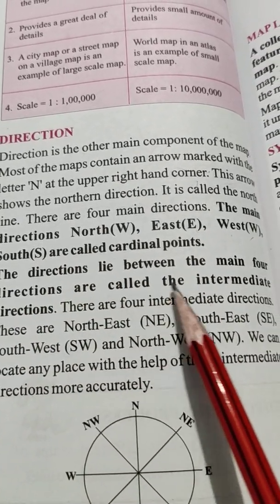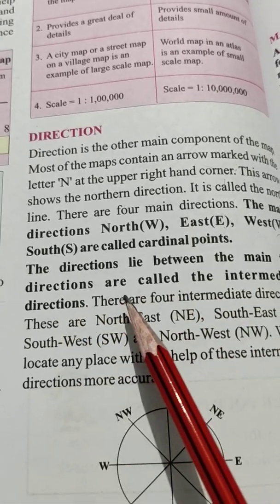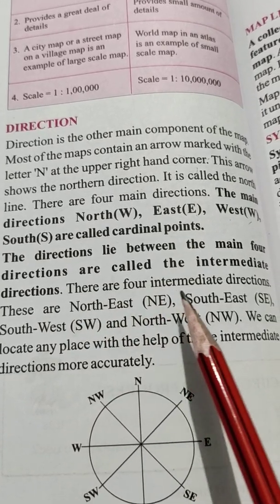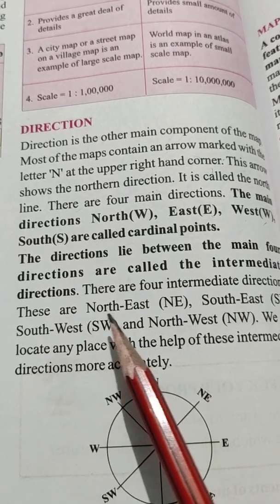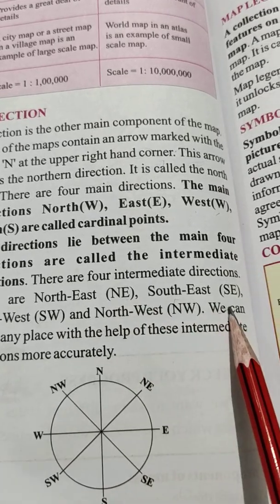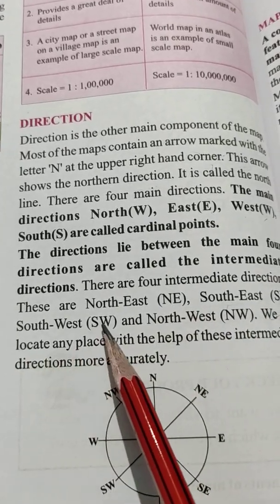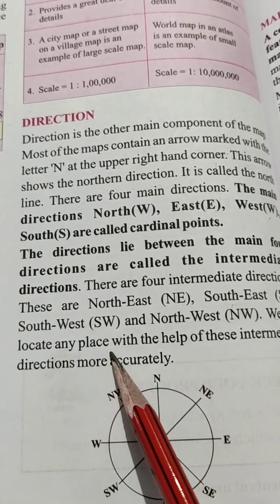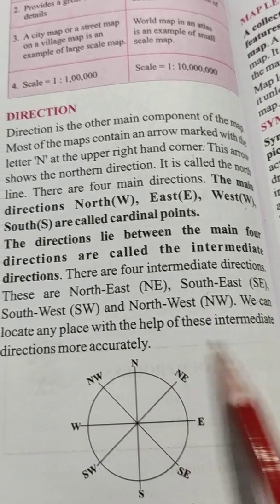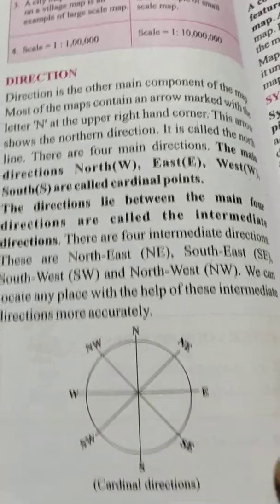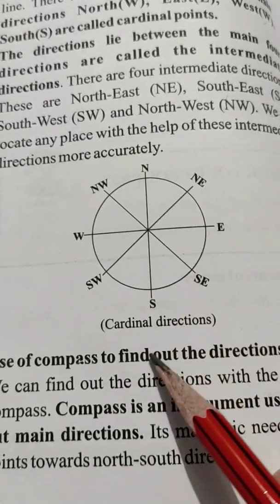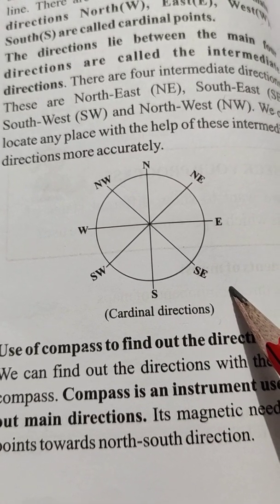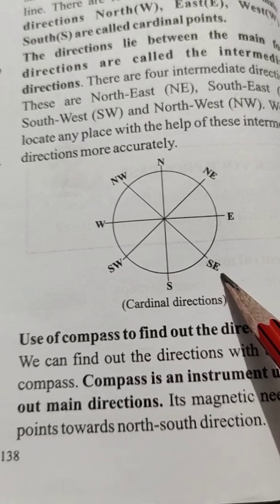The directions that lie between the main four directions are called the intermediate directions. There are four intermediate directions. These are northeast NE, southeast SE, southwest SW, and northwest NW. We can locate any place more accurately with the help of these intermediate directions. See children, cardinal directions. You draw this picture in the copy.